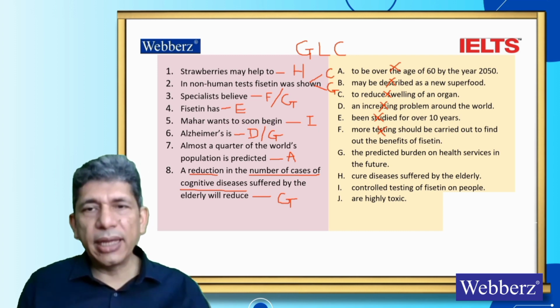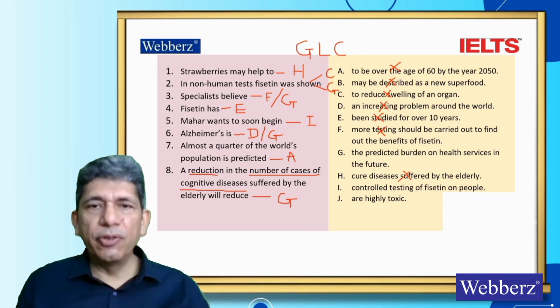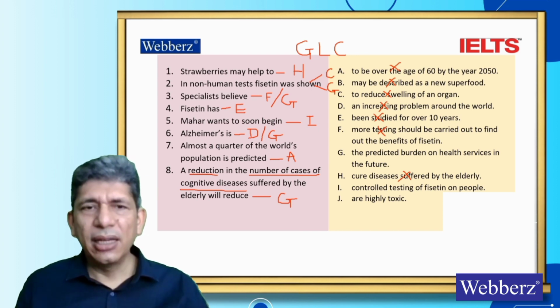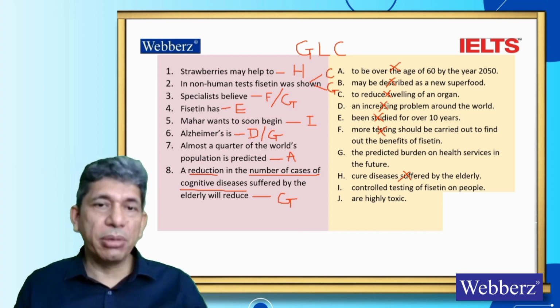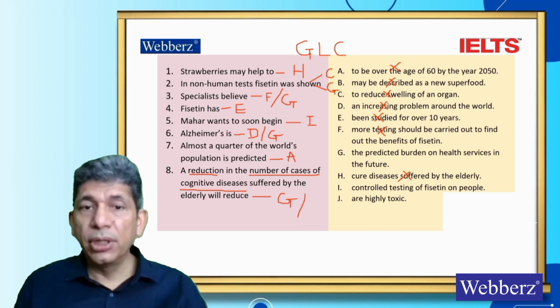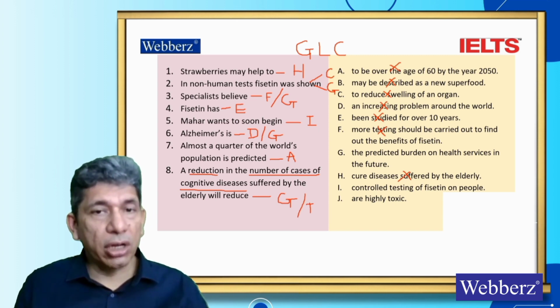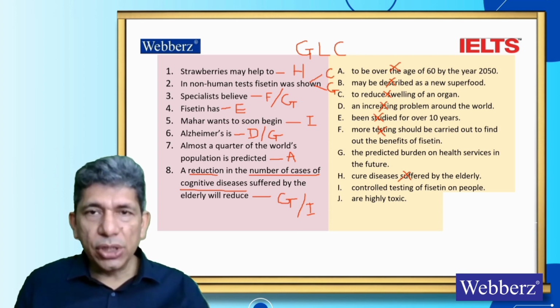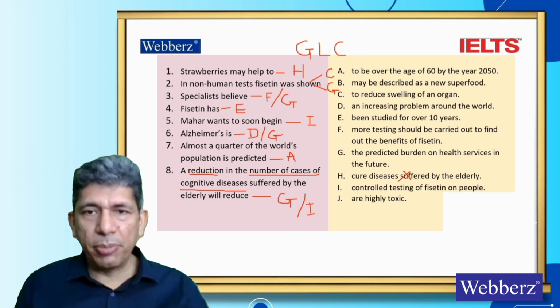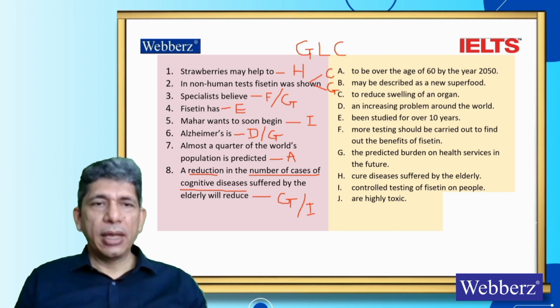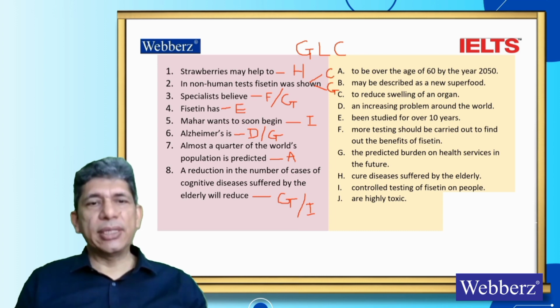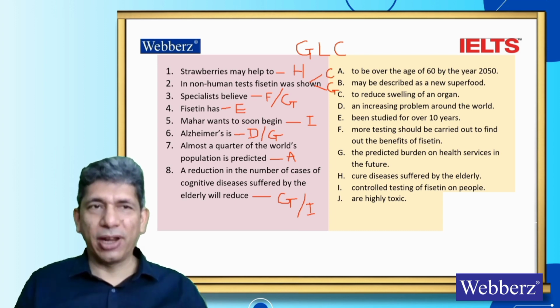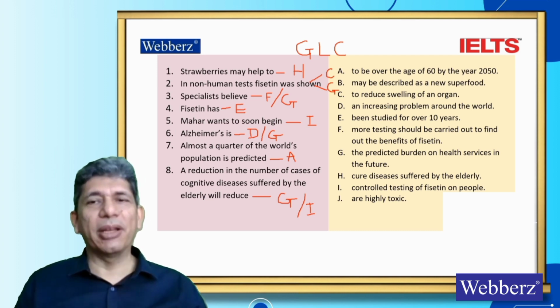Cure diseases suffered by the elderly, will reduce cure diseases, not making sense. Will reduce control testing of histamine on people, may be a choice, I don't know till we read the passage, but we've got a lot of shortlisting here, are highly toxic. Okay, so now just looking into these probabilities, we see that we have an entire list of our predictions ready, which is very useful for us. When we read the passage, it will become very easy.